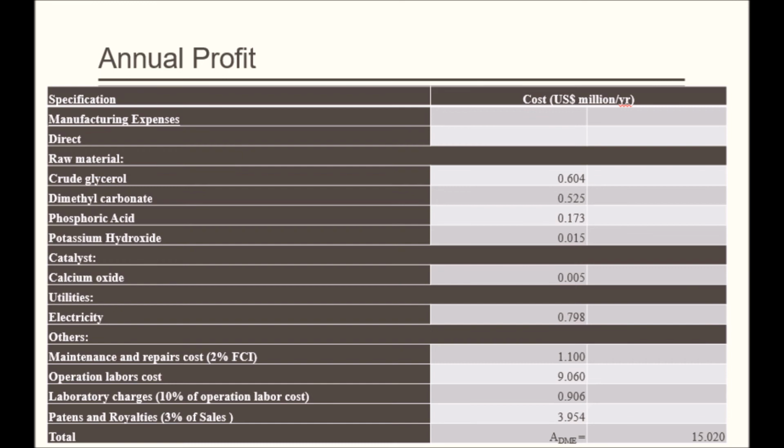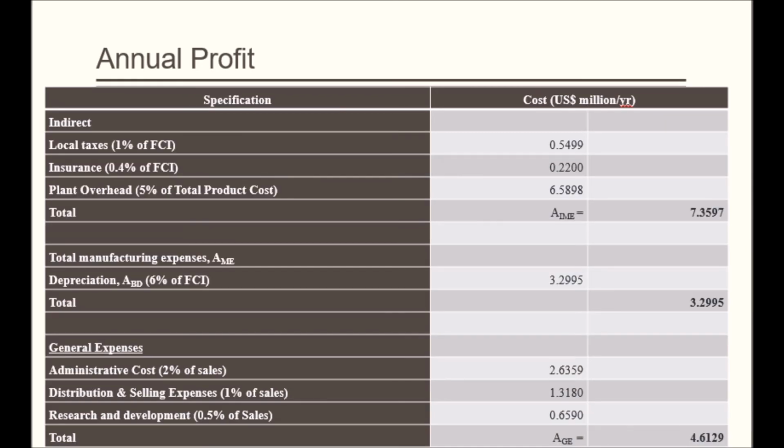In order to calculate the annual profit of this plant, we have to first calculate the manufacturing expenses and also the general expenses. The manufacturing expenses can be further classified into direct and indirect expenses. The direct expenses include the raw material costs, utility costs, maintenance and repair costs, operational labour costs, laboratory charges, and patent and royalties costs. The total direct manufacturing cost is 50 millions. On the other hand, the indirect expenses consist of local taxes, insurance, and plant overhead, and it is approximately 7.3 millions. The depreciation cost is assumed as 6% of the fixed capital investment, which is 3.3 millions.